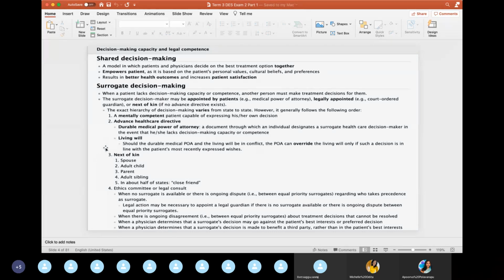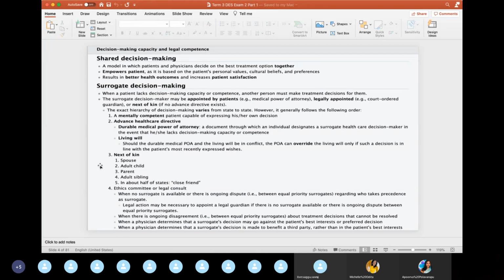Who gets to decide, right? First is always the spouse. The spouse has the right. Followed by, if there's no spouse, the adult child, specifically the eldest. If nothing, then the parent. If the parents are dead, the adult sibling, the brothers and sisters of the patient, with the eldest given preference, of course. And in about half of the states, someone called a close friend.